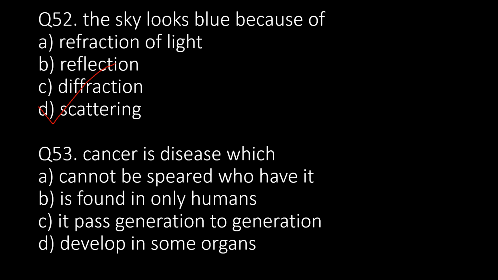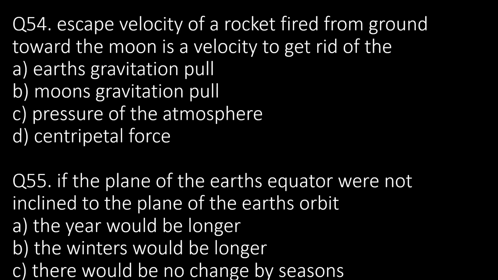Next question is, cancer is a disease which, and the right answer is option A, cannot be spared who have it. Our next question is, escape velocity of a rocket fired from ground toward the moon is a velocity to get rid of the, and the right answer is option A, Earth's gravitational pull. And the escape velocity of Earth is 11.2 km per second.